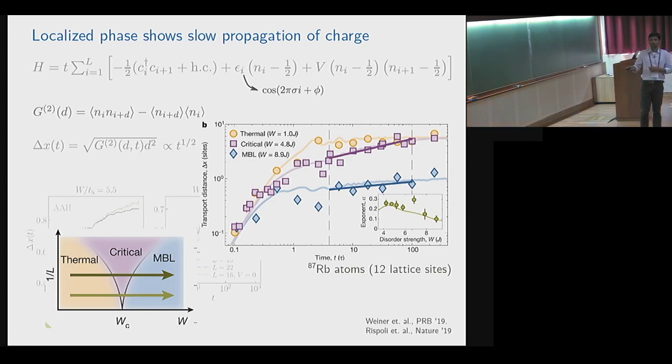How does it compare with the localization length? Yes, so the point is that for all this disorder strength, the localization length is of the order of 1 lattice spacing. So we are all safe in that, at least the non-interacting localization length.